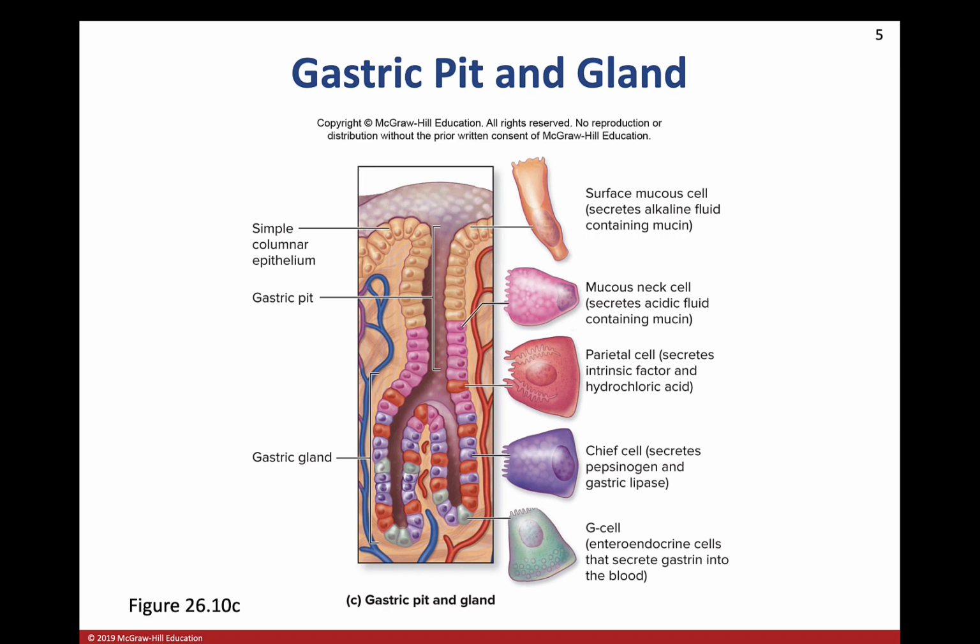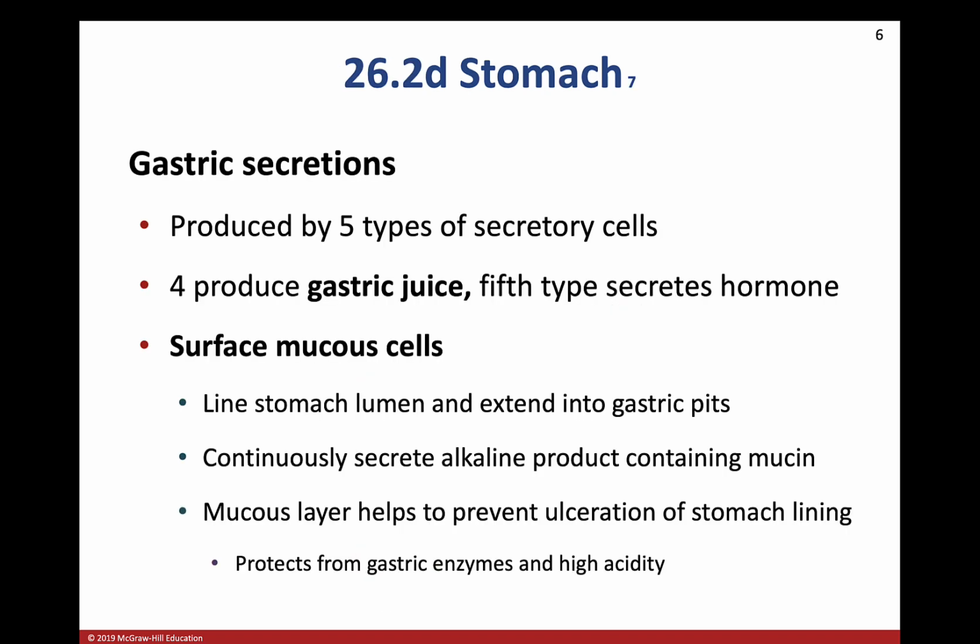Now, 2 cells that quite often get flip-flopped are parietal and chief. The parietal cells actually secrete 2 substances, and they are intrinsic factor and hydrochloric acid. The chief cells will be secreting pepsinogen and some gastric lipase, but we're going to think of the primary job of the chief cell as to secrete pepsinogen. Then there are G cells, and these are enteroendocrine cells, and they are responsible for the secretion of gastrin into the blood.